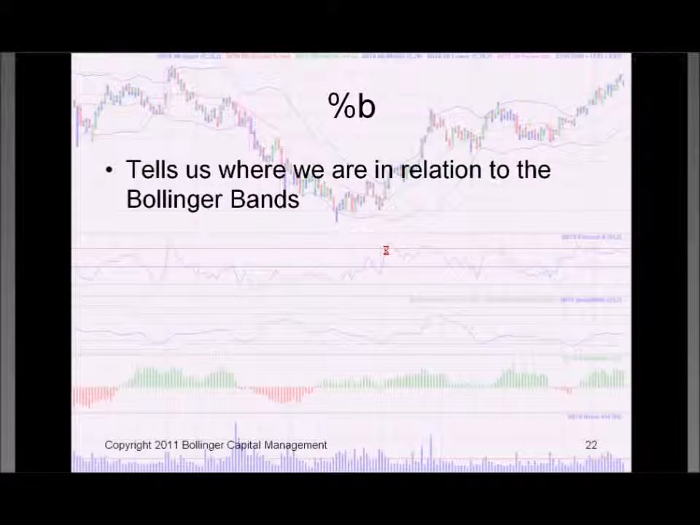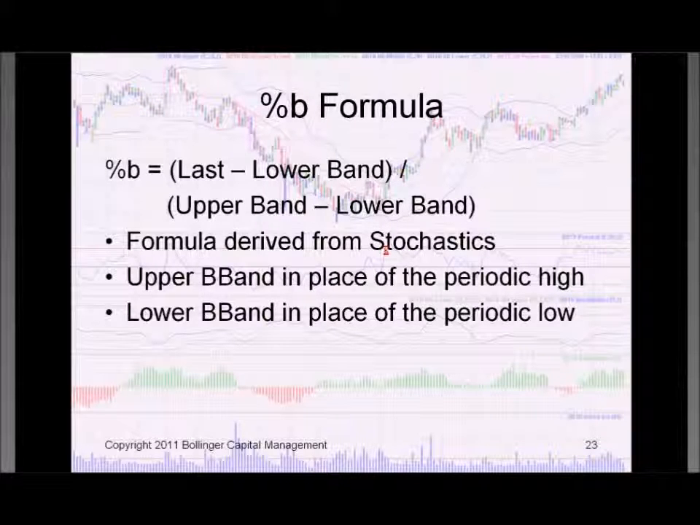So the first indicator that we're going to talk about today that is derived directly from the Bollinger Bands is percent B, and it tells us where we are in relation to the bands. The formula for percent B is lifted directly from the formula for stochastics. The formula is the last price minus the lower band divided by the upper band minus the lower band. So what we've done is just take the formula for stochastics and, in place of the periodic high, we've substituted the upper Bollinger Band. In place of the periodic low, we've substituted the lower Bollinger Band.